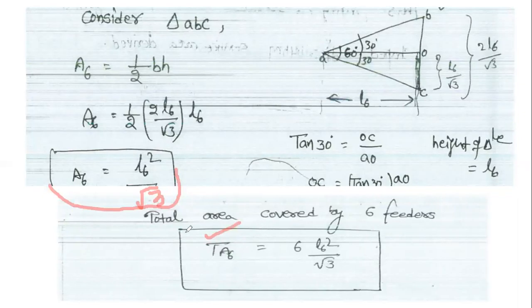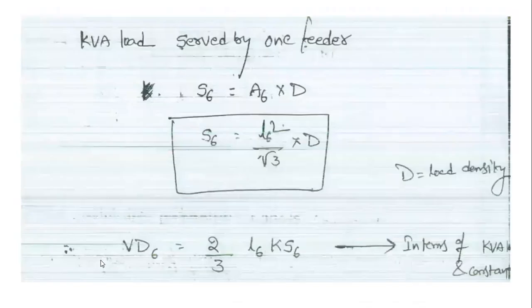Okay, next we calculate the KVA for the single feeder line. This is the KVA load served by one feeder. This is S6. S6 is the KVA for the one feeder.